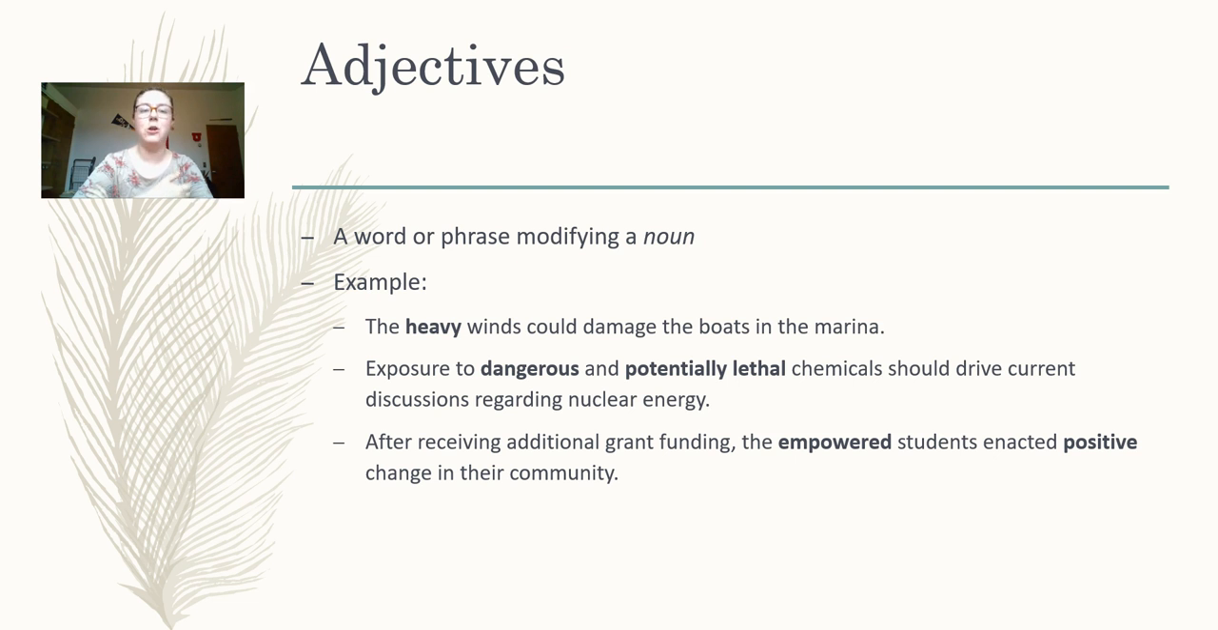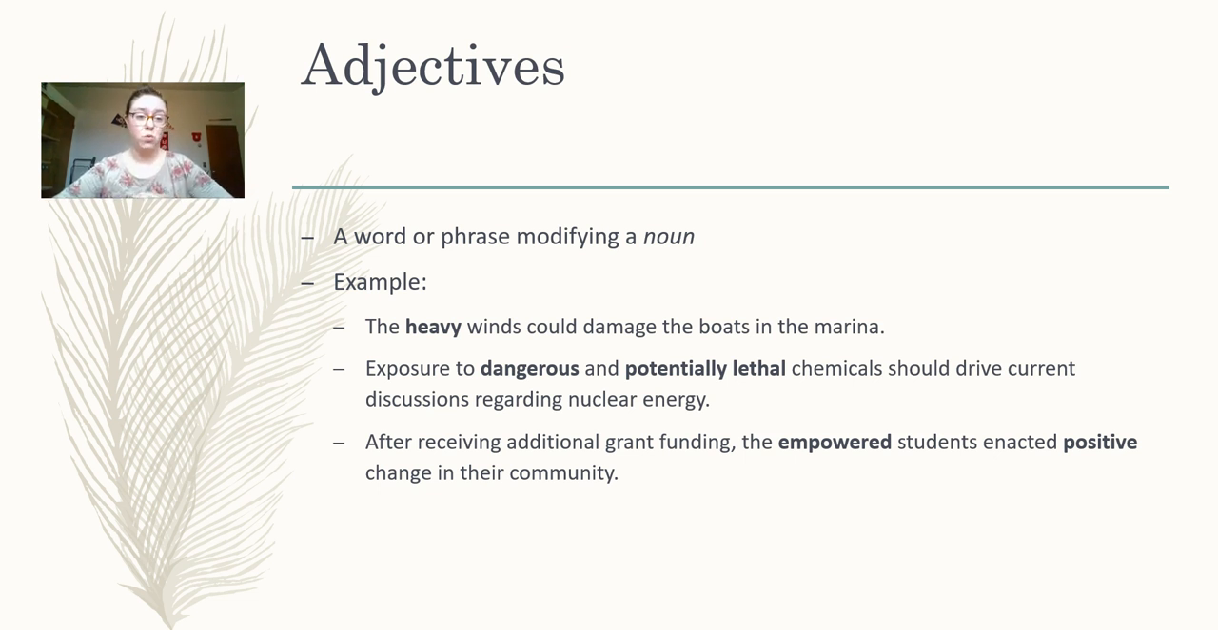After receiving additional grant funding, the empowered students enacted positive change in their community. So this is an example of how all subjects are nouns, but not all nouns are subjects, but you can still modify them. So we've got the empowered, our adjective, students, which is both a noun and the subject of our sentence, enacted, there's our verb, positive, another adjective, change in their community. So again, we've got change, which is a noun, not functioning as our subject, but we can still modify it to create the meaning that we want.